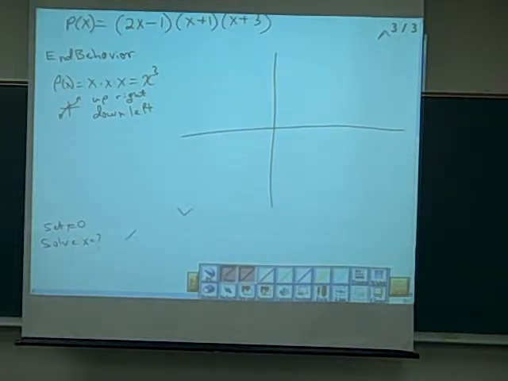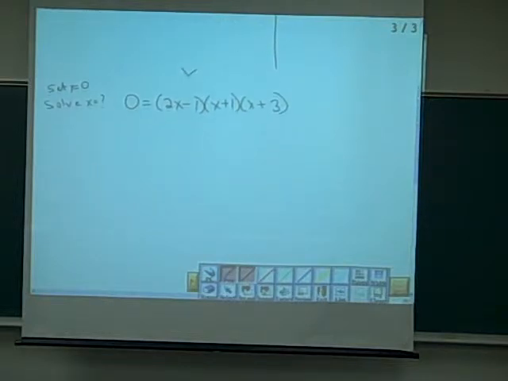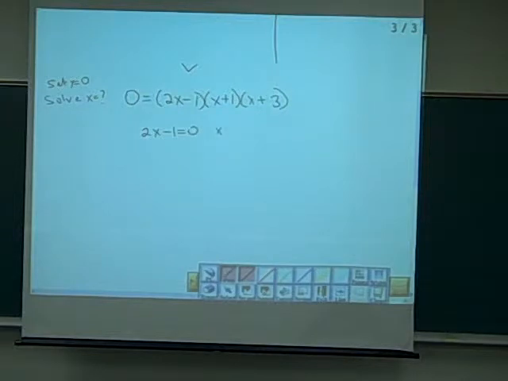Okay, so this will be 0 equals, and we already have it factored out, 2x minus 1 times x plus 1 times x plus 3. So we're going to set each factor equal to 0 now. 2x minus 1 equals 0, x plus 1 equals 0, x plus 3 equals 0. Now we're going to add 1, divide by 2, and we get x equals 1/2. Here we're going to subtract 1, and here we're going to subtract 3.